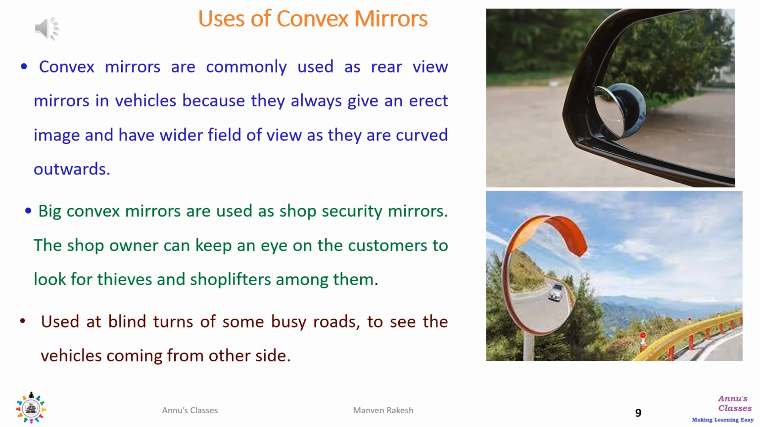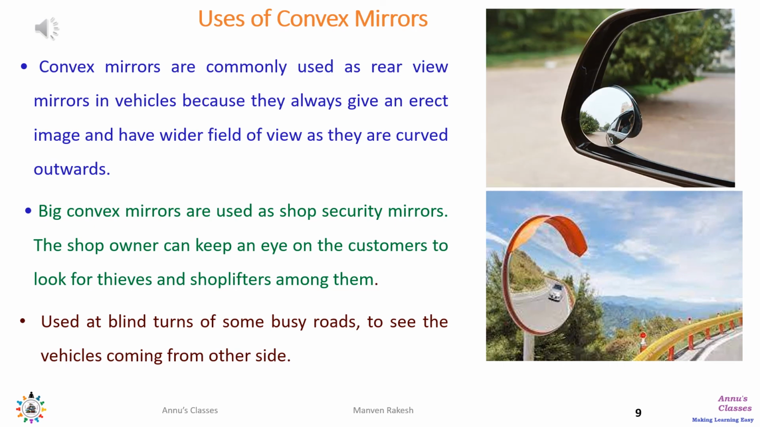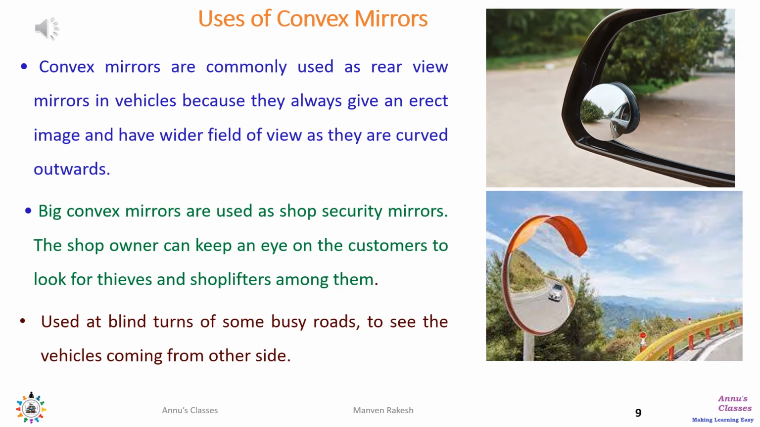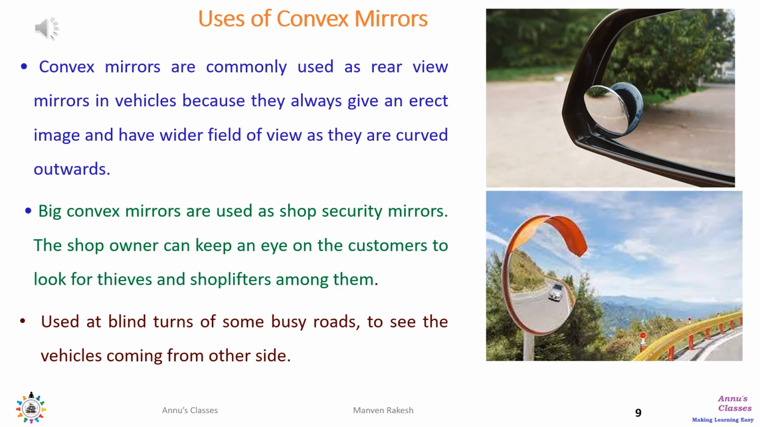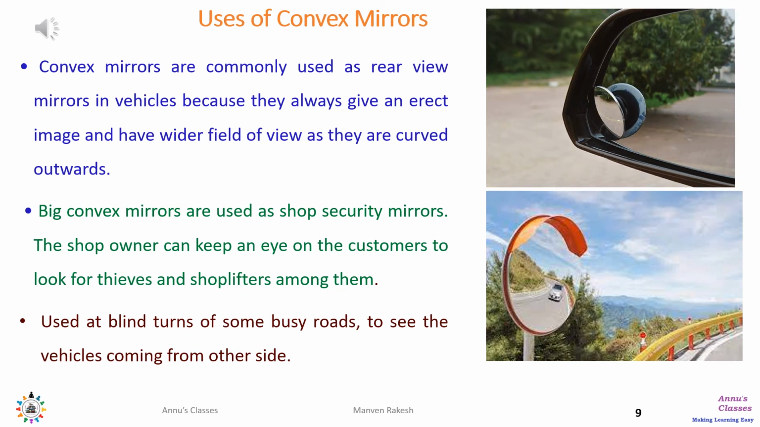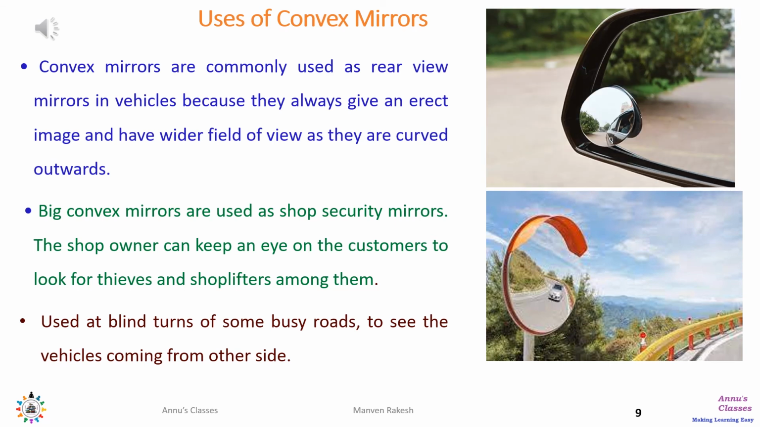Convex mirrors are used as rear view mirrors in vehicles, or in buildings or shops to cover a large view to avoid thefts. They can also be used at blind turns on busy roads to see traffic coming from the other side to avoid accidents.